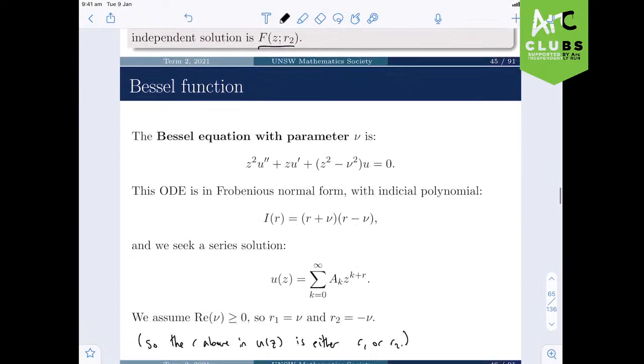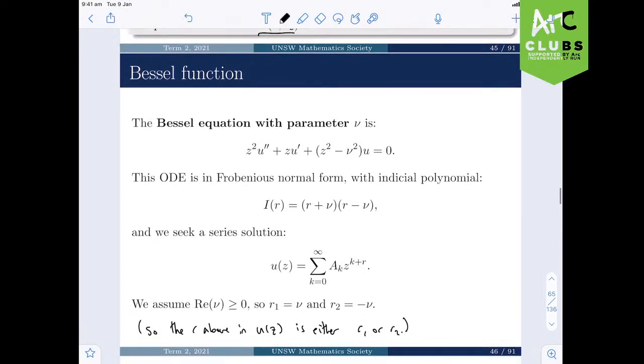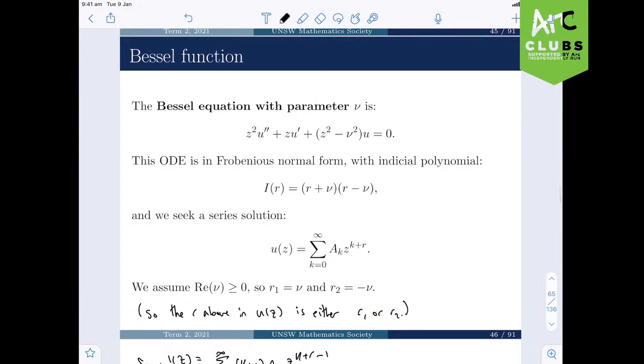Okay, so the Bessel equation is a special case of a Frobenius normal form ODE, and it has this form. A Bessel equation with parameter nu is z squared u double dash plus z u dash plus (z squared minus nu squared) u equals 0. And this is in Frobenius normal form because p is 1, that's analytic, and q is z squared minus nu squared, and that's also analytic.